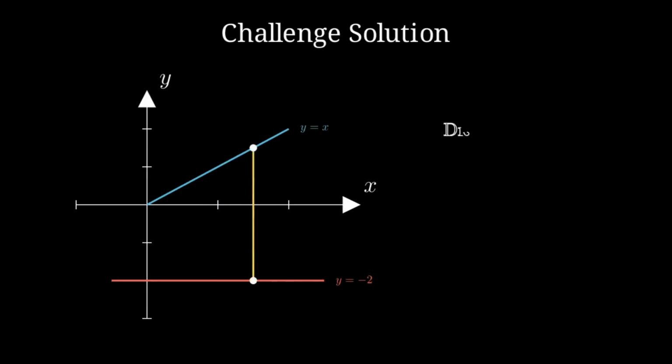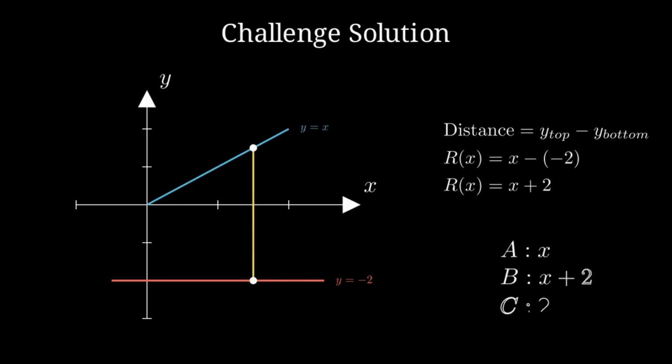The correct answer is x plus 2. The curve furthest from the axis y equals -2 is the line y equals x. The distance between them is x minus -2, which simplifies to x plus 2. The inner radius would be the distance from the x-axis, y equals 0, to the axis, which is a constant 2.